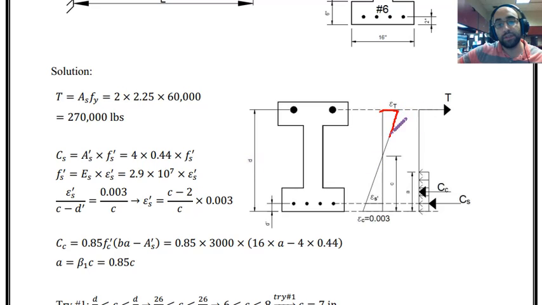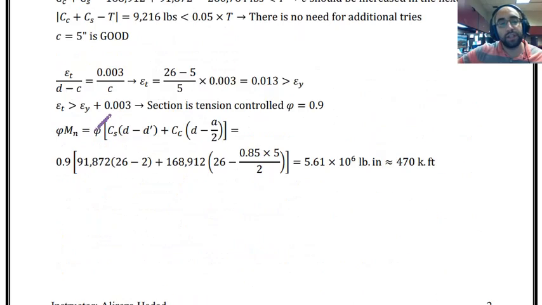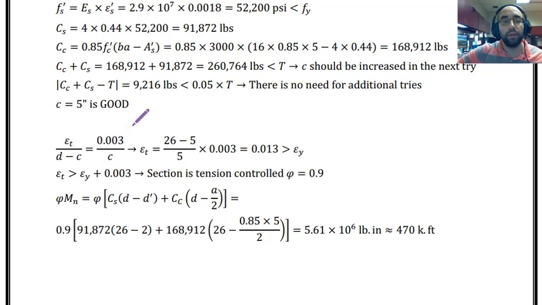And now look at this triangle at the top and compare it versus the bottom triangle. Epsilon t over d minus c, that will be this side, is equal to 0.003 over c. The same equation that we used before for typical and regular sections. So epsilon t over d minus c is equal to 0.003 over c. C was 5 inches. It was our second trial value and it was accurate enough. So epsilon t based on this value will be 0.013.